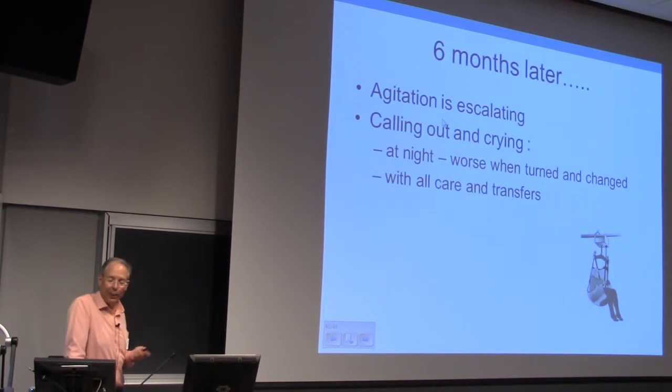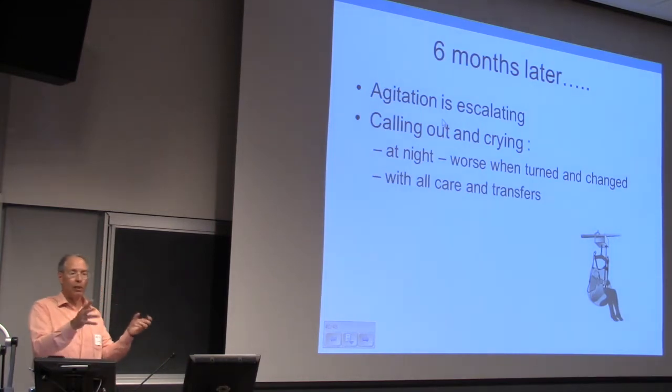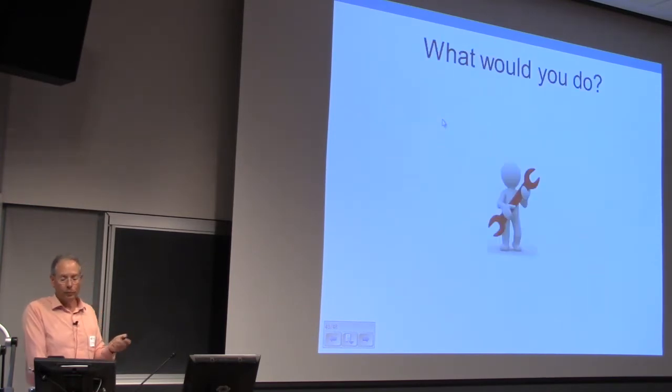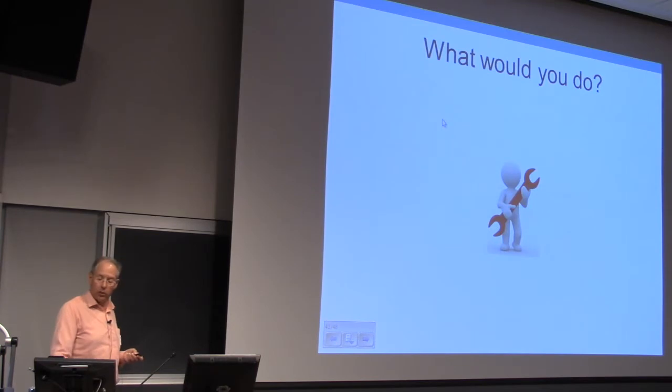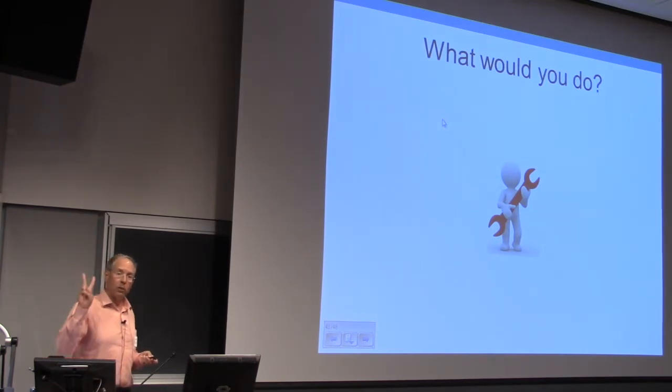So the agitation came back. It was escalating. She was calling out, and she was crying. She was crying at night whenever they turned her or moved her or did something to her. Anytime they did any kind of care, she would cry. And with all of her transfers, she would scream. What would you do for her at this stage? Anyone have any ideas?